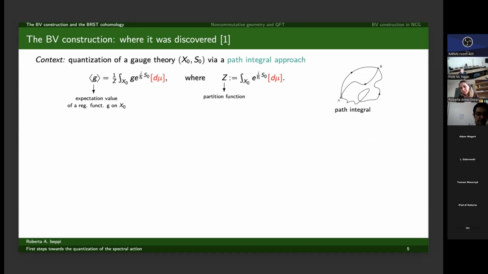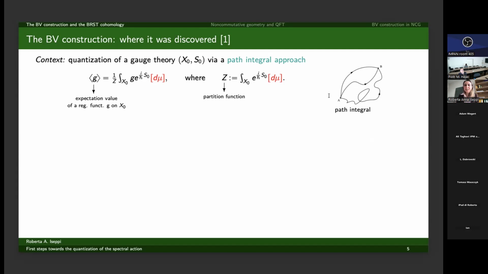Imagining that there is a particle in A at a certain time, the only thing that we can try to compute is the probability that this particle is going to be at the point B after a certain amount of time. Because we cannot predict the trajectory, what we have to do is to consider all possible trajectories and integrate over all of them. And it's via this integration over the paths that one can compute this probability of finding a particle at the point B after a certain amount of time.